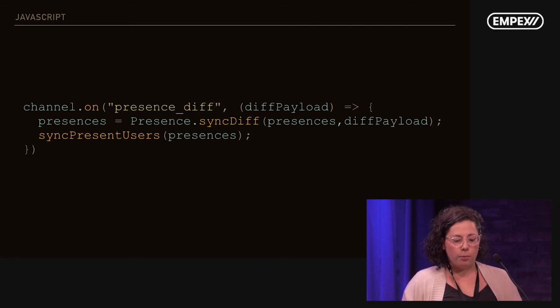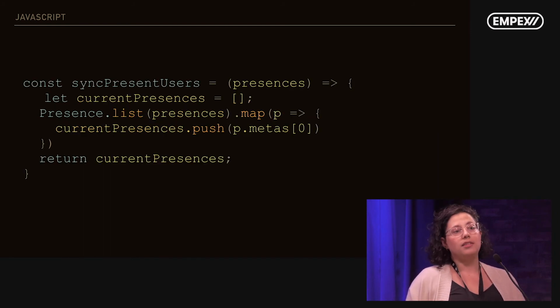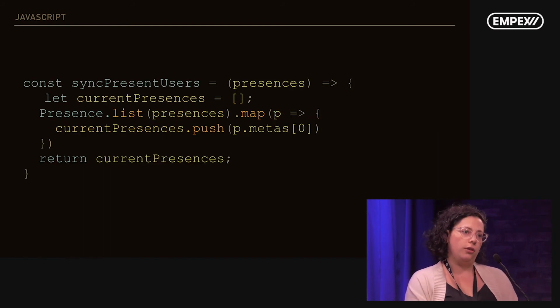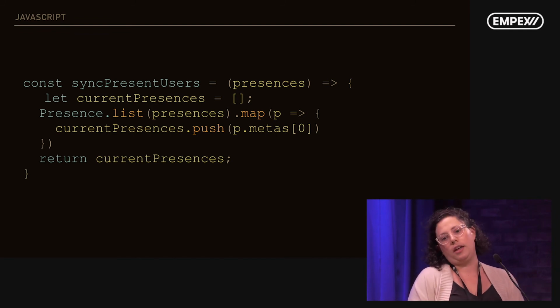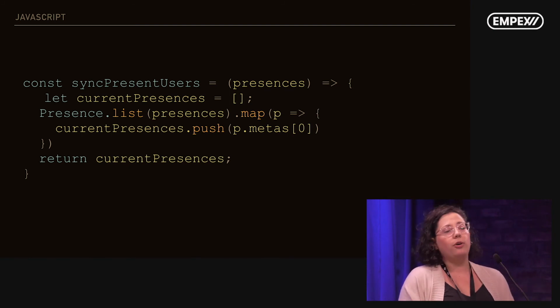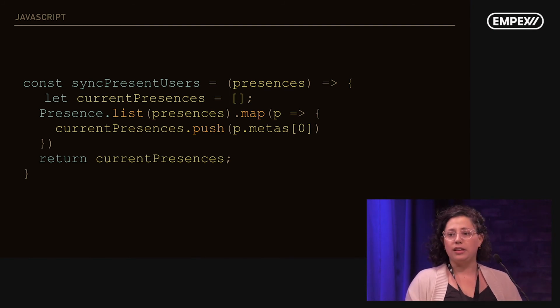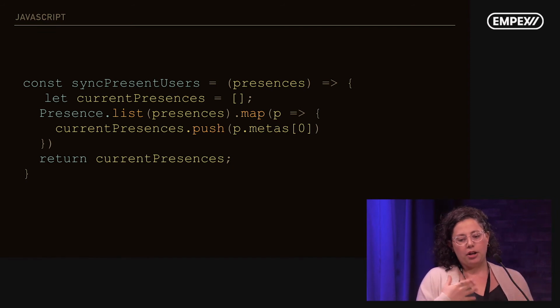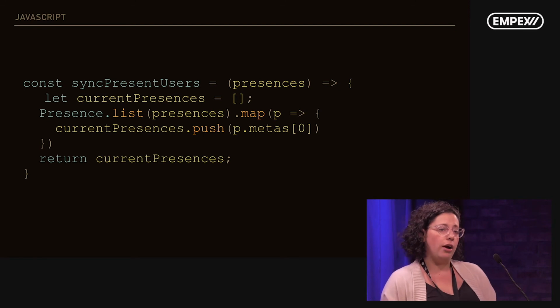And then I'm calling on a helper function that I set up called sync present users, which wraps a call to our presence list function, which allows you to iterate over your list of present users and do stuff with them, like list out a list of names on that nice sidebar that we saw earlier. And that's pretty much it. The amount of code that you have to write on the front end to really seamlessly handle these events, very little, which is nice.